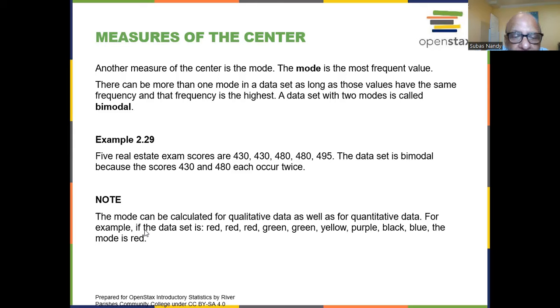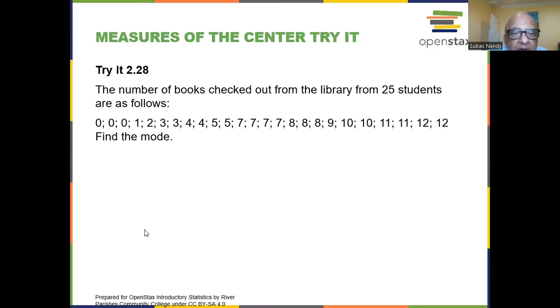The mode can be calculated for qualitative data as well as for quantitative data. For example, if the data set is red, red, red, green, green, yellow, purple, black, blue, the mode is red because it appears three times. So here you look at the number that appears the maximum number of times. It looks like seven appears the maximum number of times, four times, so seven is the mode.